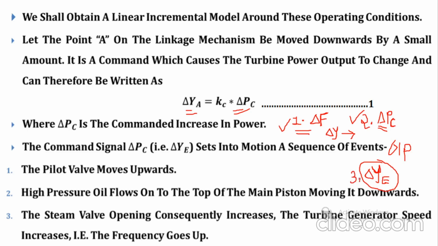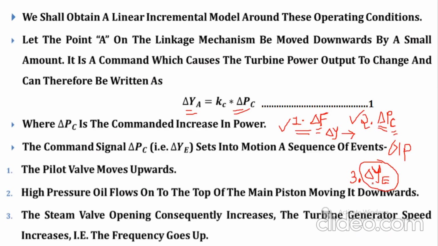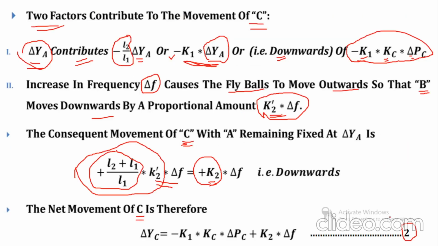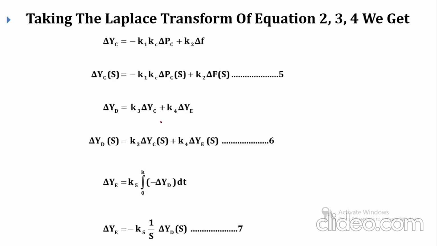First is the change in frequency delta f, second one is the incremental power delta Pc, and third one is the valve setting at point E. So we are going to use all the equation number 1, equation number 2, equation number 3, equation number 4. Clear? So to derive the mathematical model, we have to convert all the equations into the Laplace domain.